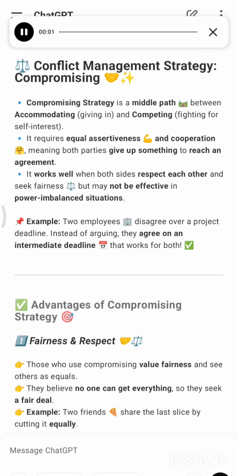Conflict management strategy: compromising. The compromising strategy is a middle path between accommodating, giving in, and competing, fighting for self-interest. It requires equal assertiveness and cooperation, meaning both parties give up something to reach an agreement. It works well when both sides respect each other and seek fairness, but may not be effective in power imbalance situations. Example: two employees disagree over a project deadline. Instead of arguing, they agree on an intermediate deadline that works for both.